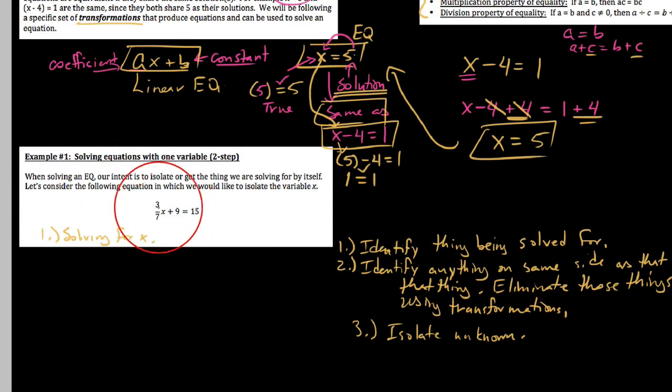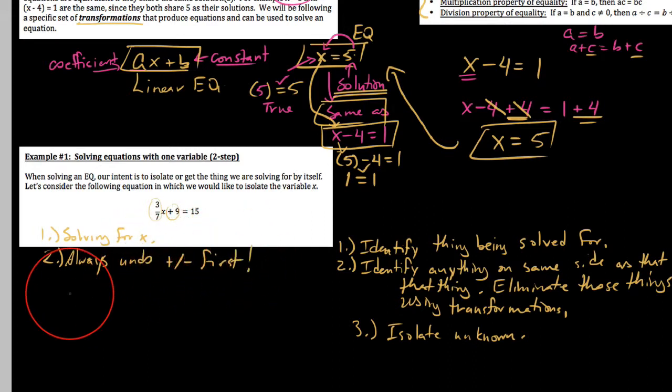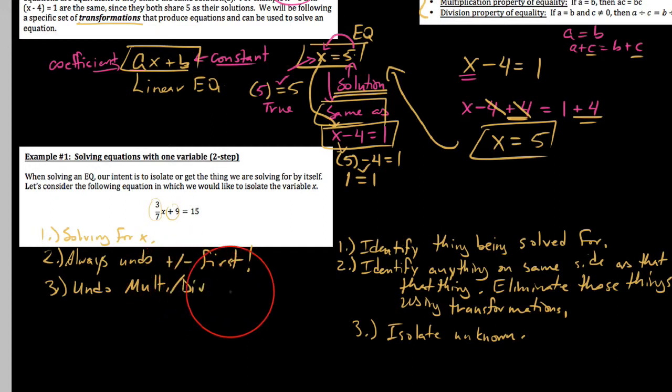So essentially in this equation here, when you talk about a two-step equation, really we're identifying the thing we're solving for. Number 2 here says identify anything else on the same side as x. I notice I have a 3/7 here and I have a positive 9 here. And in this instance, what I'm going to tell you is when it comes to two-step equations is always undo addition and subtraction first. Okay, I just want to make this clear. And then we say undo multiplication and division second. And that's for two-step equations.